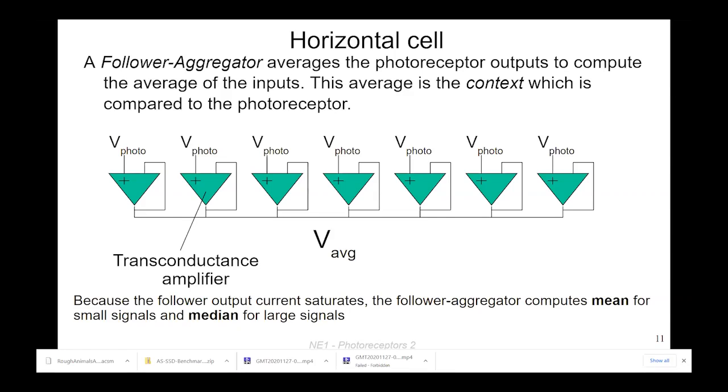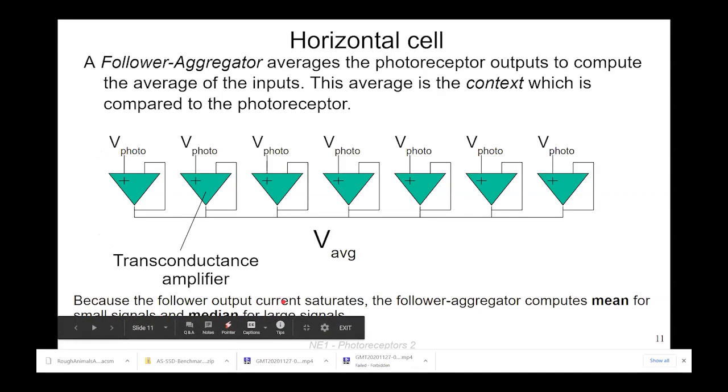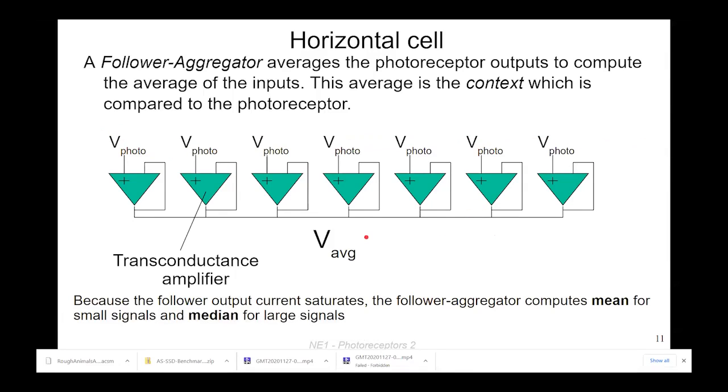And if you work it out, you'll see that because the follower input-output current saturates, the follower aggregator computes the mean when the differences are small. And it turns out it actually computes the median of the inputs when the differences are big. And that's very cool because the median is a very nonlinear computation. In other words, it computes kind of the middle value, right? If you work it out just by counting.